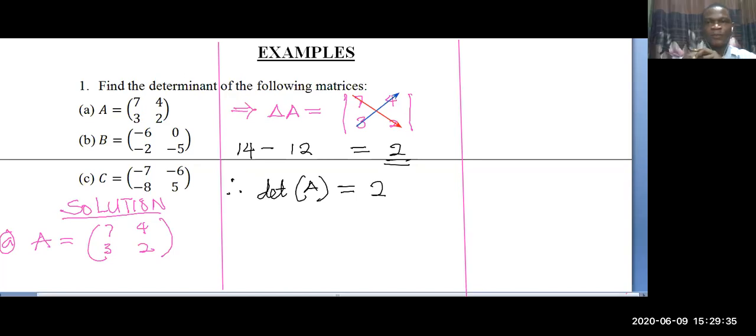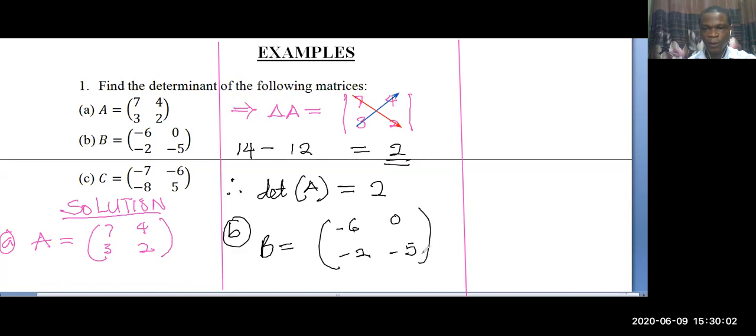I think it should be simple enough, right? Okay, so we proceed in the absence of questions. So I'm going to do B, and of course, I'm expecting C from the class. So question B is a matrix of minus 6, minus 2, 0, minus 5. So that implies that the determinant of B, I'm using another symbol now, will give us the determinant of minus 6, 0, minus 2, minus 5.